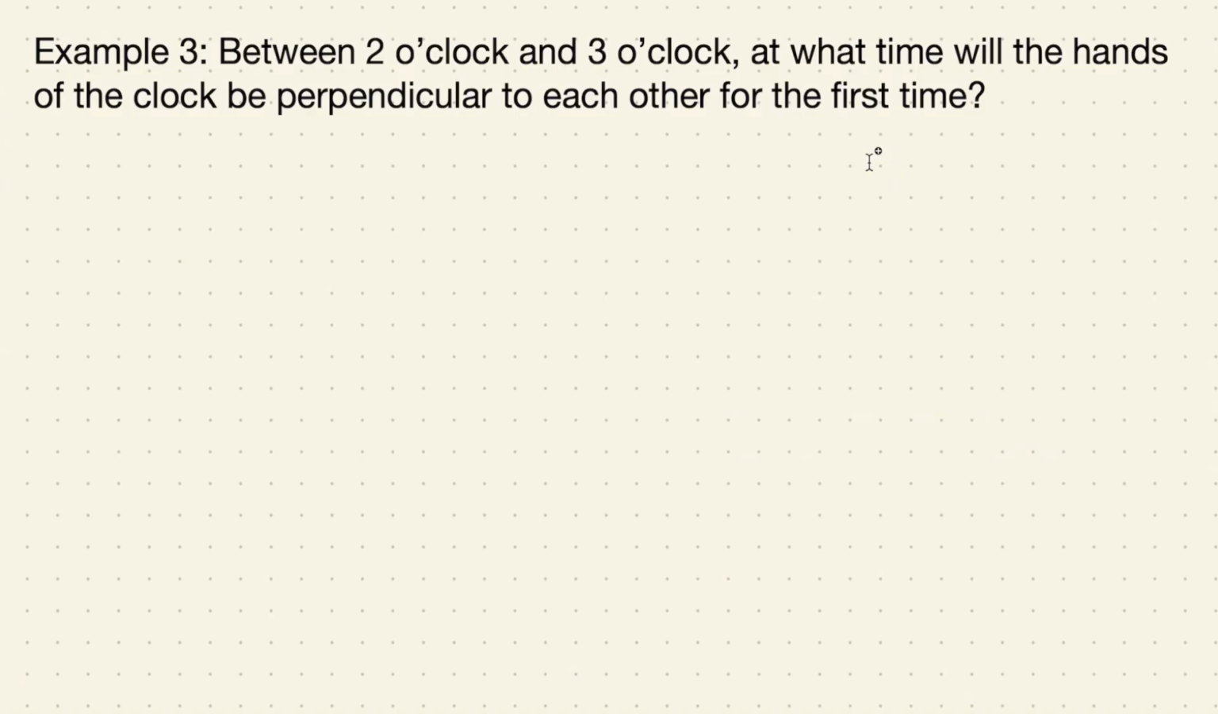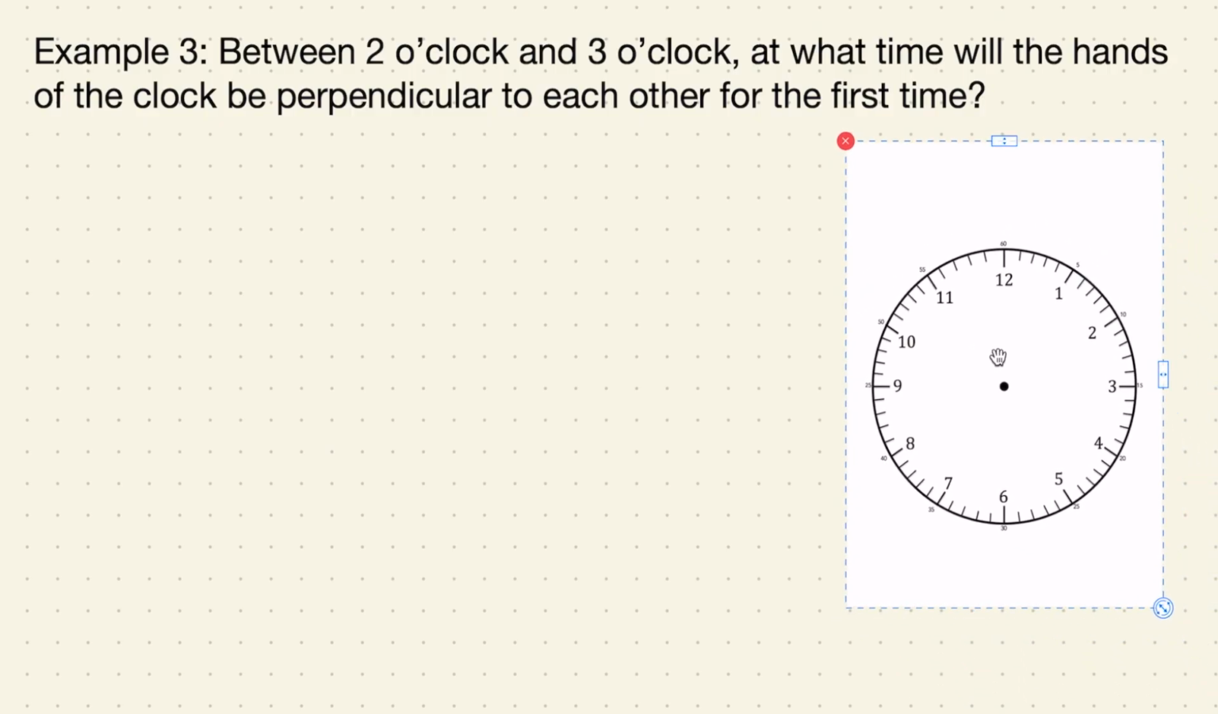Our next example reads, between 2 o'clock and 3 o'clock, what time will the hands of the clock be perpendicular to each other for the first time? So if we imagine your clock, let's just copy the image again. So at 2 o'clock, it looks like this, 2 hour, and then the first time that it will be perpendicular, this will be around here.